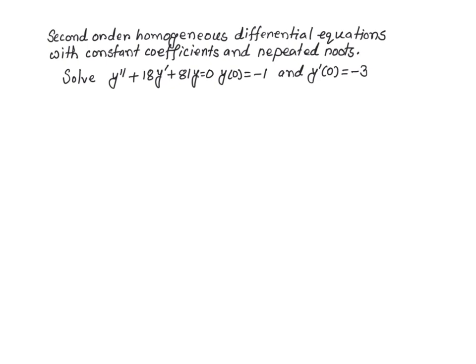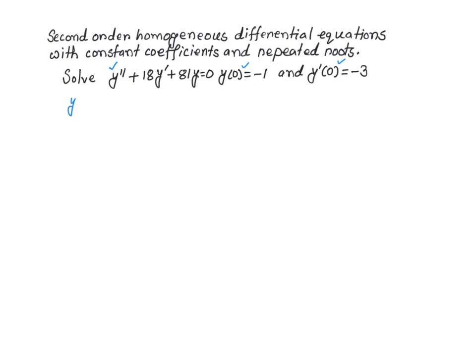In this video, I am going to solve this second order homogeneous differential equation. It has constant coefficients and the roots are repeated. The differential equation is y double prime plus 18y prime plus 81y is equal to 0. And the initial conditions are y of 0 is equal to negative 1 and y prime of 0 is equal to negative 3. So first off, we make the assumption that our solution is of this form.